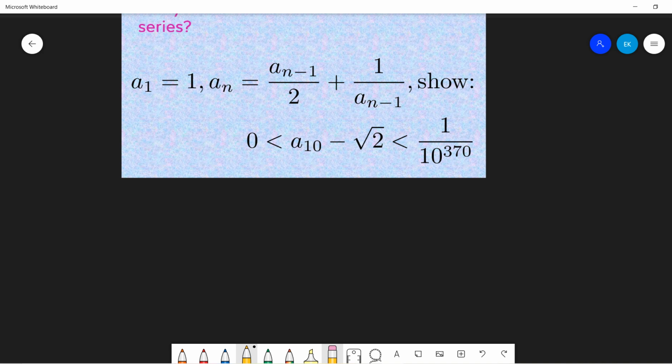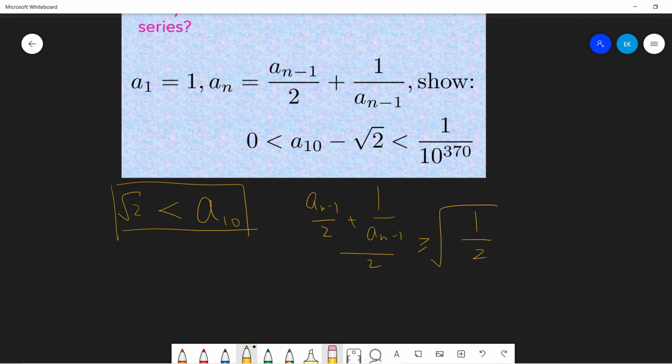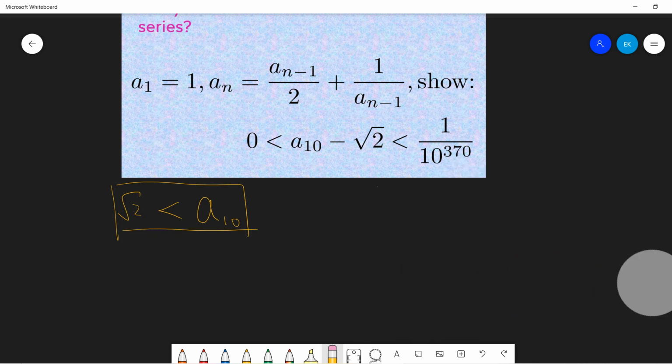So let's give the proof. First we need to prove one by one. The first thing we hope to show is that a_10 is greater than or equal to square root of 2. One can use mathematical induction, or use the arithmetic mean greater than or equal to geometric mean. So a_n divided by 2 plus 1 over a_n is greater than or equal to the square root of their product, which is 1 over square root of 2 times 2, so a_n is greater than or equal to square root of 2 by the arithmetic mean geometric mean inequality. So obviously a_10 is greater than or equal to square root of 2.